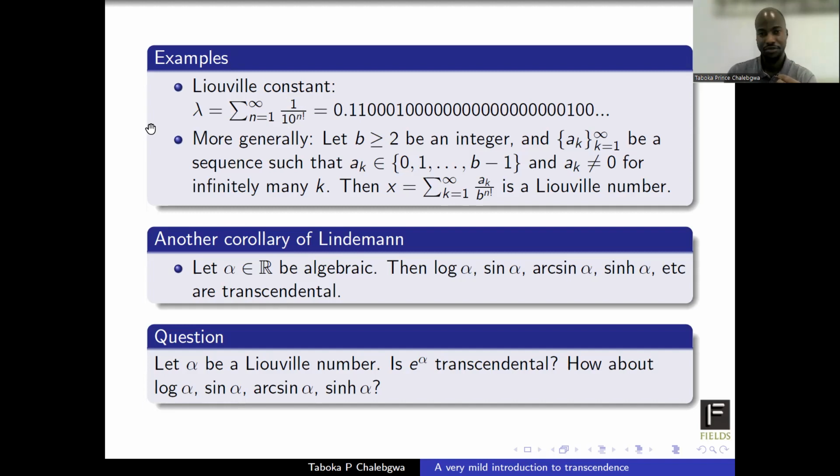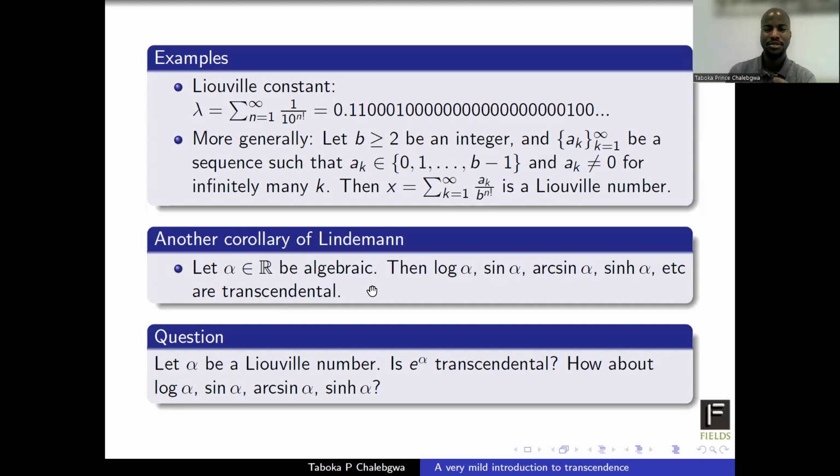Now that we have seen Liouville numbers and an example of a transcendental number, we will go back to Lindemann's theorem. Remember that Lindemann proved that e to the alpha will always be transcendental for any non-zero algebraic number alpha. But another corollary is that if alpha is an algebraic number, then the logarithm of alpha, the sine of alpha, arcsine of alpha, the hyperbolic sine of alpha, essentially all the trigonometric functions as well as their hyperbolic counterparts, when evaluated at an algebraic number, are all transcendental.